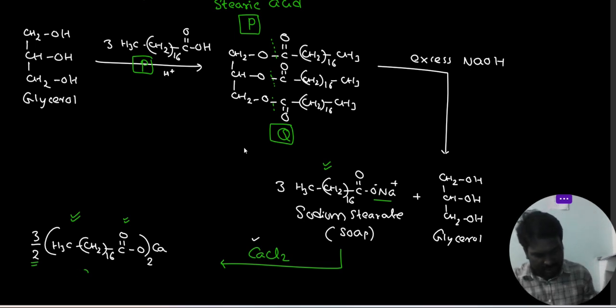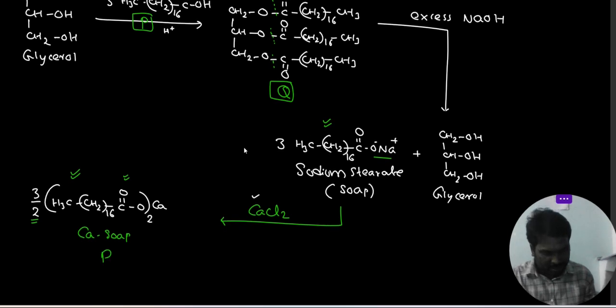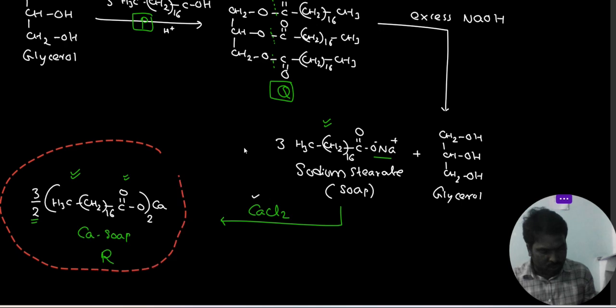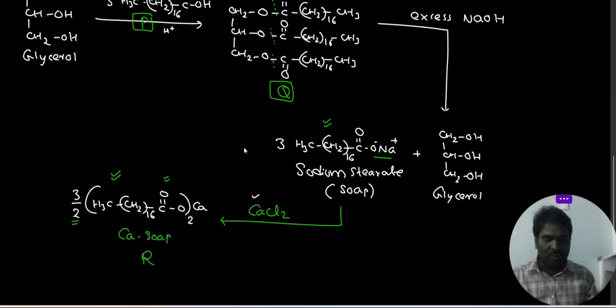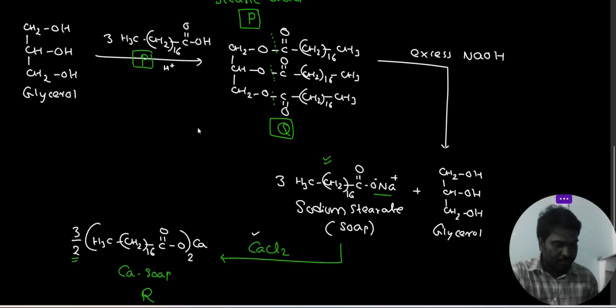So this is the final calcium soap. This is nothing but R. Clear everyone? I hope everyone understood this one. This is the sequence. Clear everyone? So now coming to the question.